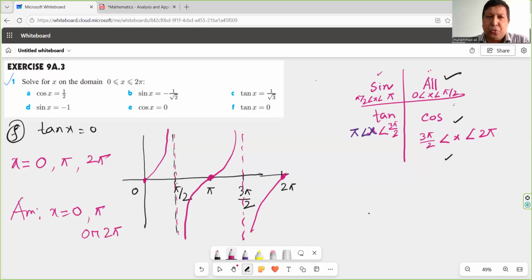So I think everybody understood all of these maths. Step by step, I tried to show you how you can find out the value of x.